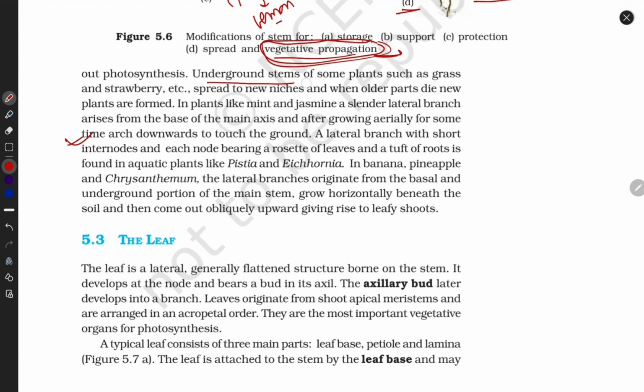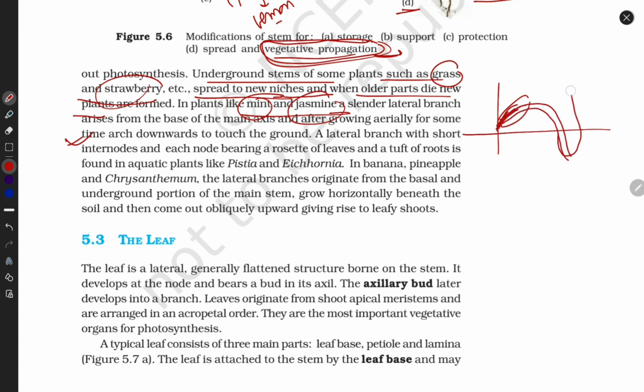There are some examples like underground stem of some plants such as grasses and strawberry that spread to new niche when the older plant dies. Means we can culture, we can farm these plants: mint, jasmine, grasses, strawberry. If we take a stem and embed it in the ground, then a new plant can arise. And if we embed this stem again in the ground, it can easily arise and propagate.